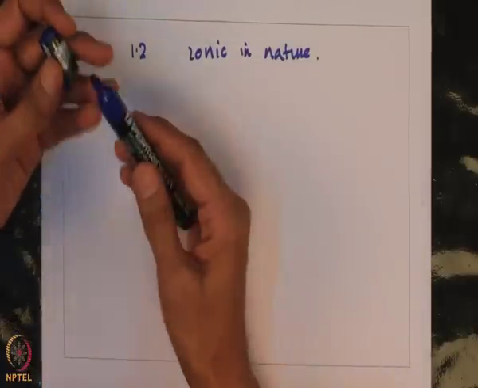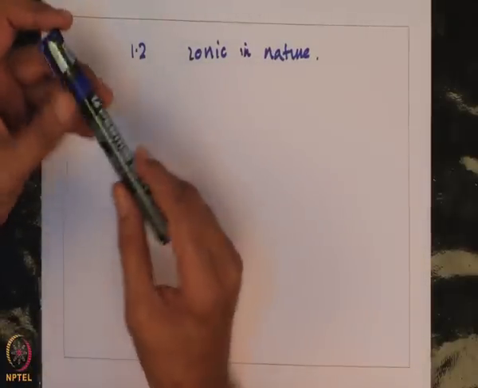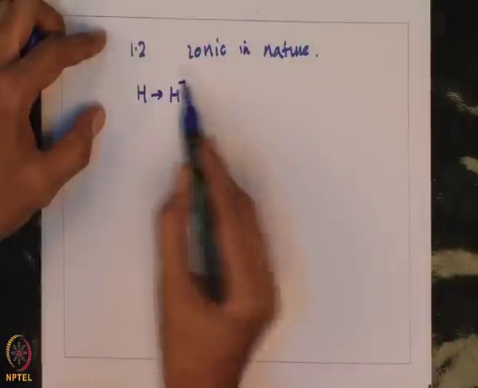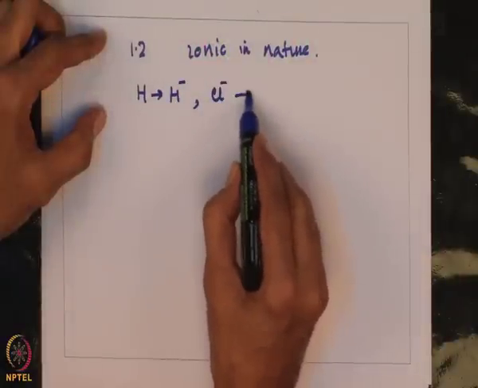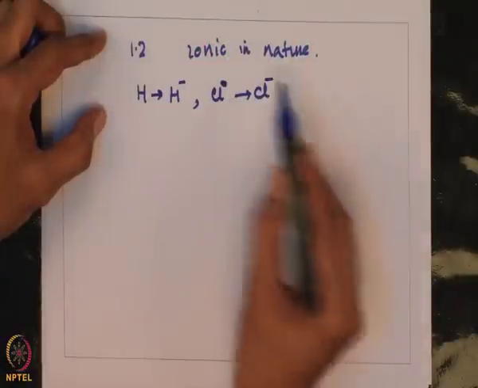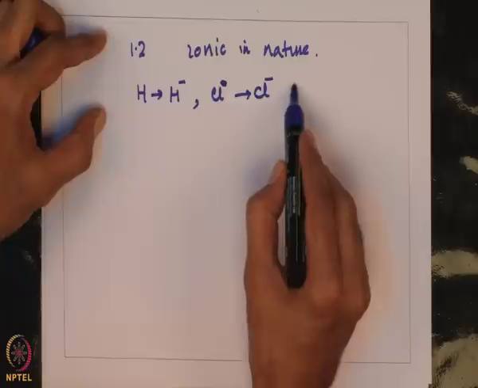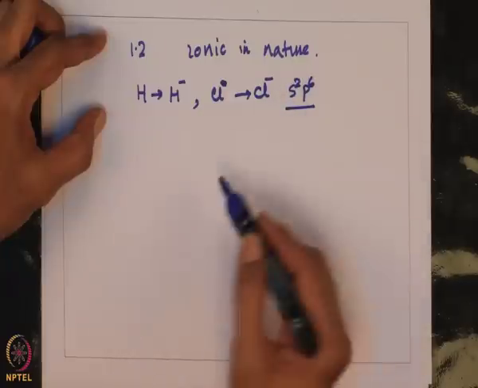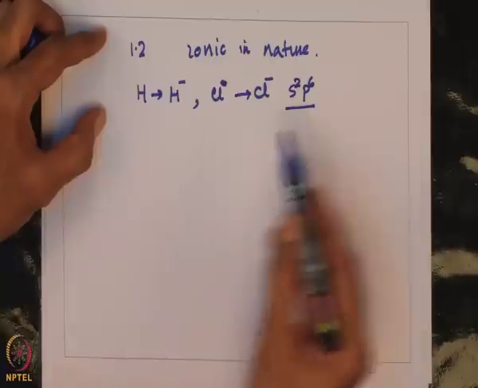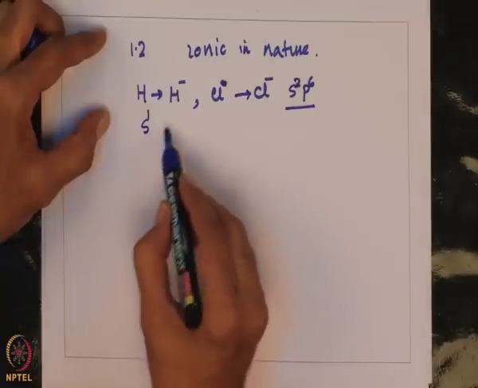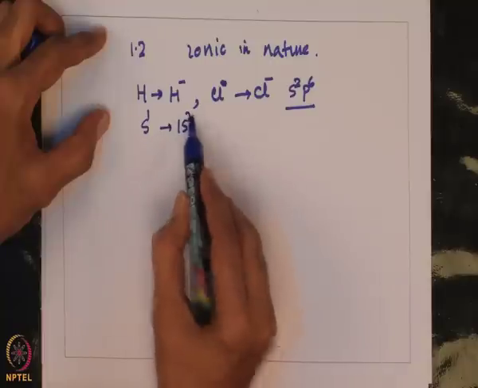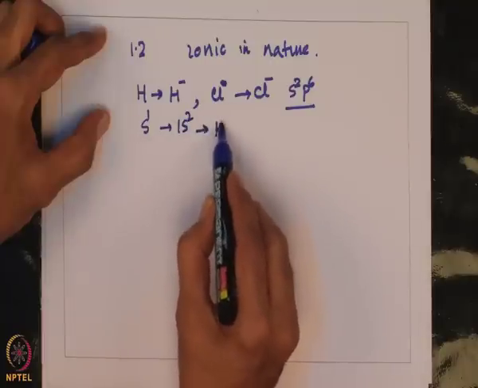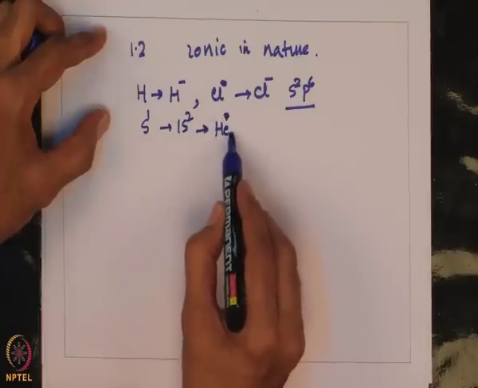Hydrogen behaves very similar to halogens, as both are 1 electron short to attain noble gas configuration. Like H can become H minus, similarly, Cl can become Cl minus. When it becomes 2p6 electronic configuration, whereas here it is 1s1, it becomes 1s2. So now it is close to helium electronic configuration.